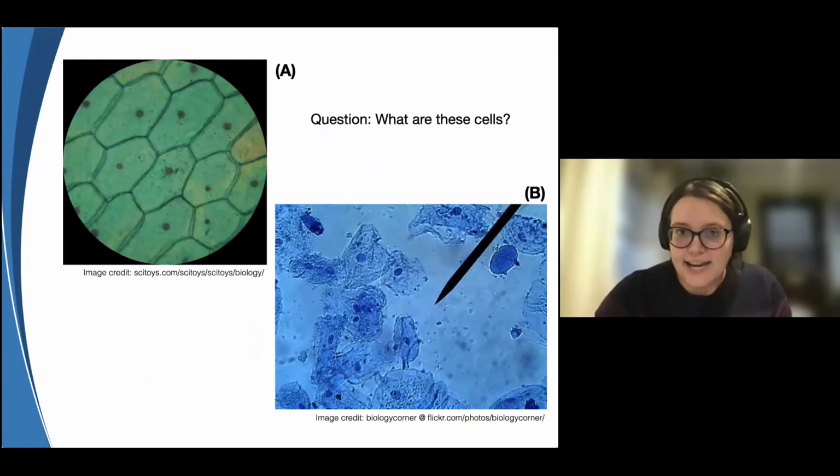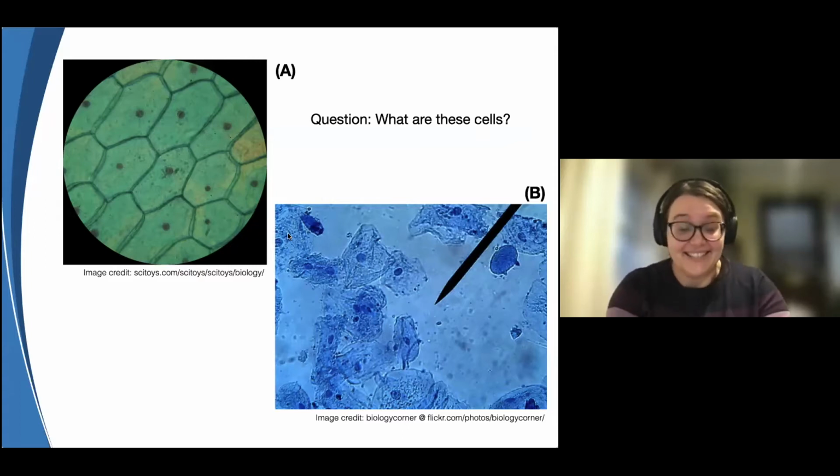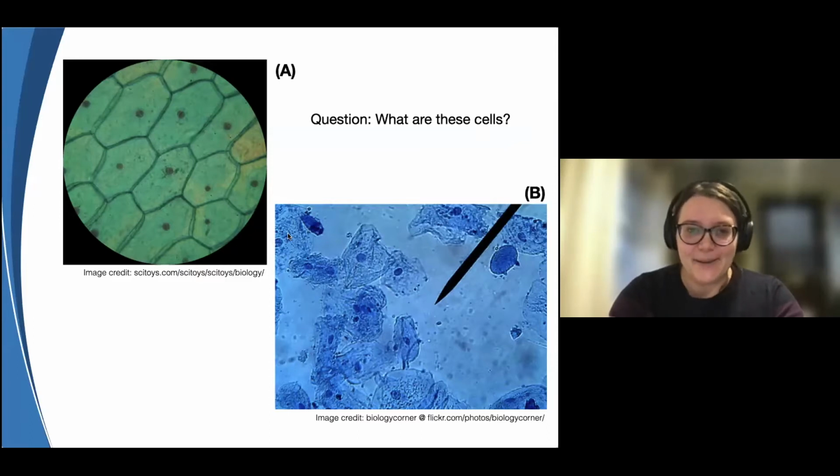So has anyone got any idea what A and B might be? What types of cells are they? Cool. So we've got a plant and animal. Someone else says they think it's a plant cell. Oh, excellent. We've got a couple of answers as well. A is an onion, which is exactly right. It's onion skin. It's one of the favourite ones for looking at in biology because they always prepare really nicely.